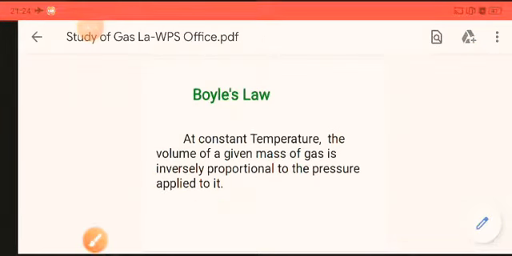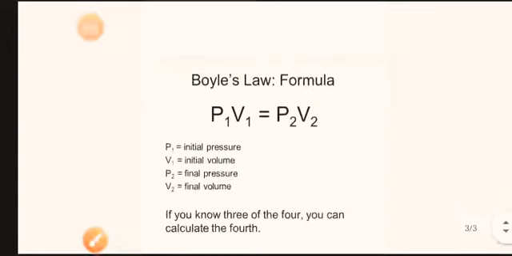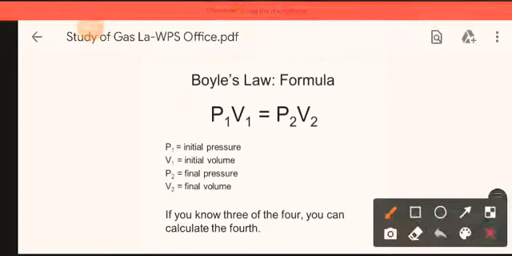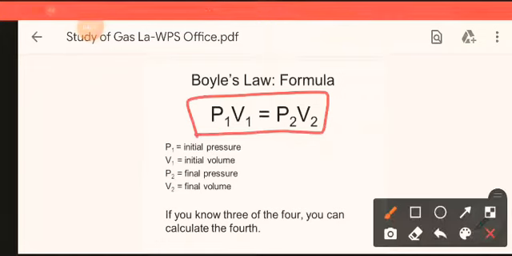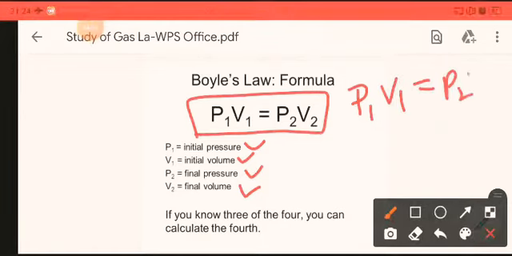Whenever we derive the mathematical expression of Boyle's law, we get the formula P1 V1 is equal to P2 V2. P1 is the initial pressure, V1 is the initial volume, P2 is the final pressure, and V2 is the final volume. This is the mathematical expression of Boyle's law.